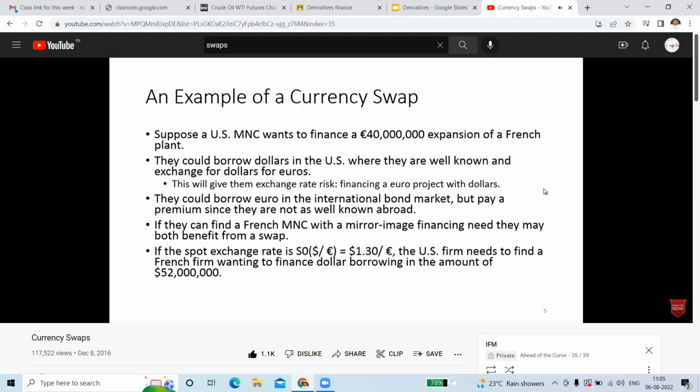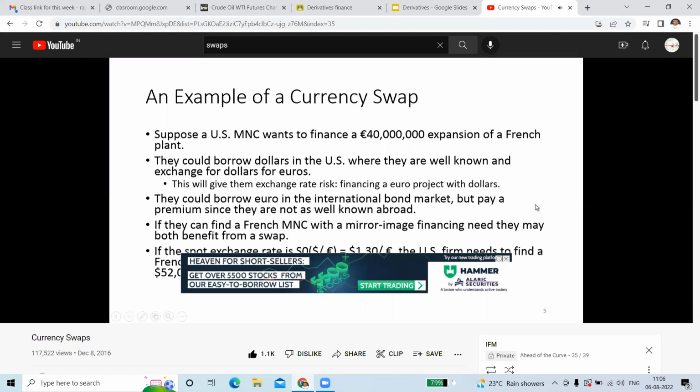But as we mentioned before, this is going to give them exchange rate risk. Financing a euro project with dollars means that they have to exchange the money to euros and exchange them back to dollars, and there's interest rate risk. They could borrow euros in the international market, but they might pay a premium because they're not as well known.